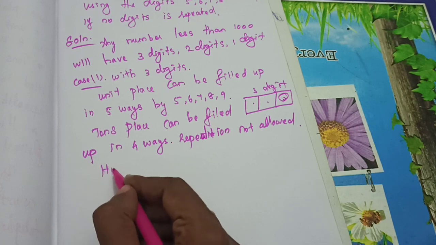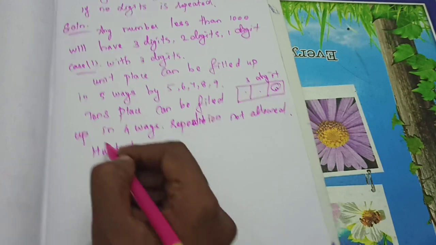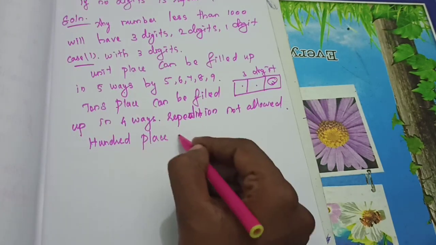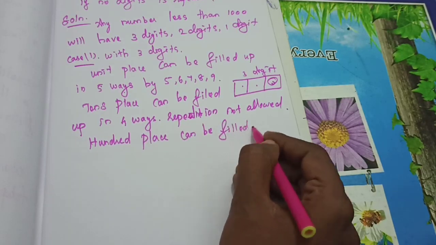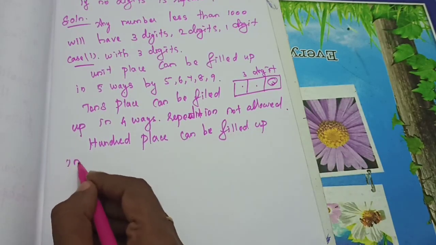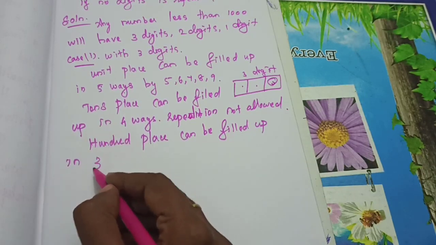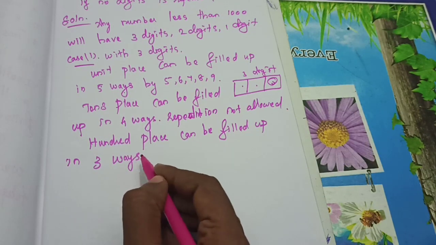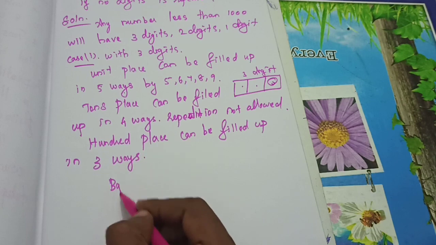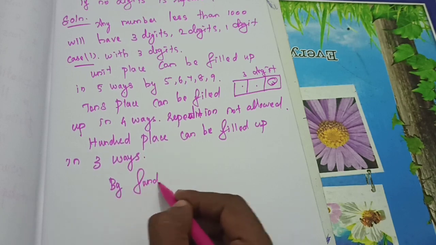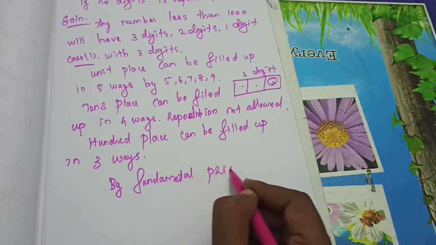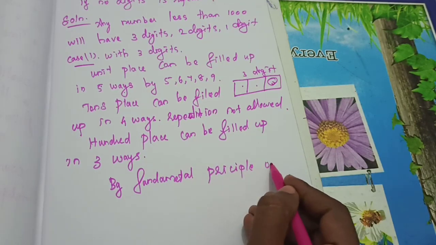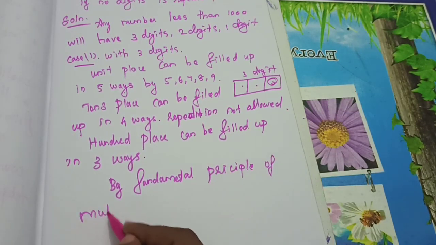Next, what's the one more? Hundreds place. Okay, the hundreds place can be filled up in how many ways? Here, 4 ways over. So how many ways? In 3 ways. Okay, so what principle will you use? Fundamental principle of multiplication.